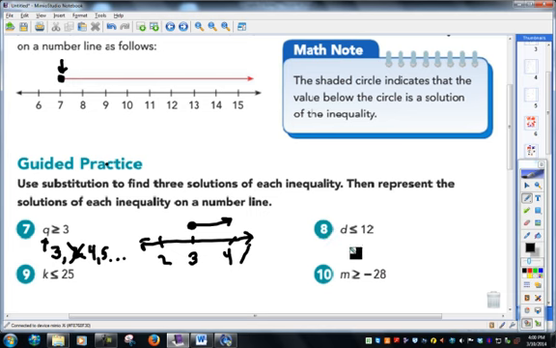Okay? Here we got D is less than or equal to 12. First off, we can use 12. 12 is a solution. 9 is a solution. 10 is a solution. 11 is a solution. 0 is a solution. Is 14 a solution? No. Because it says D values must be less than or equal to 12.